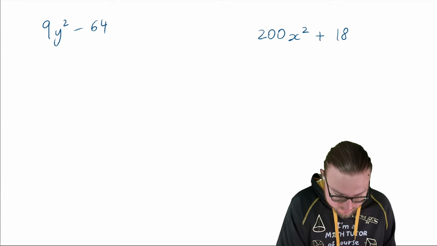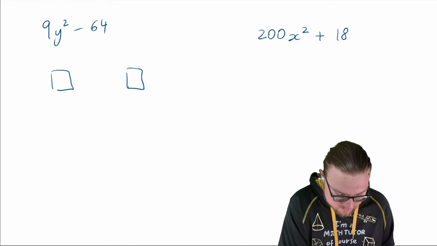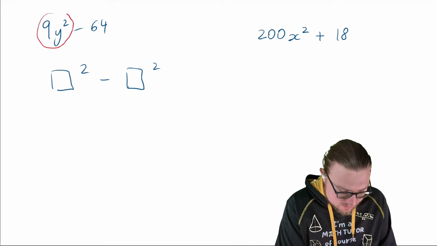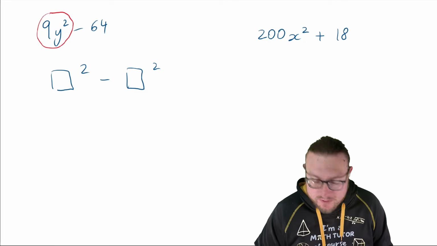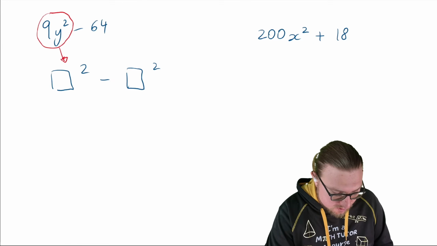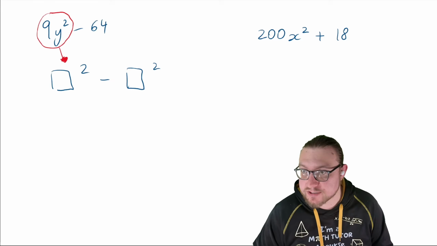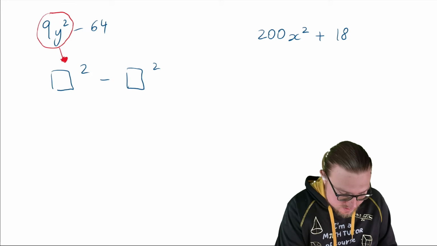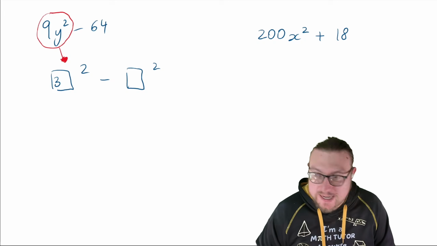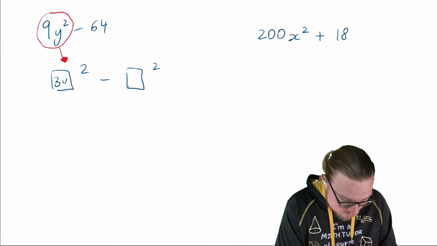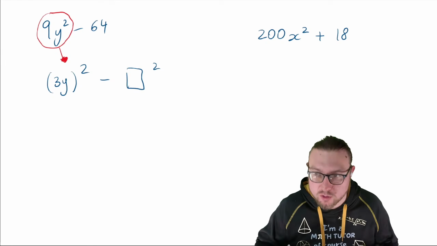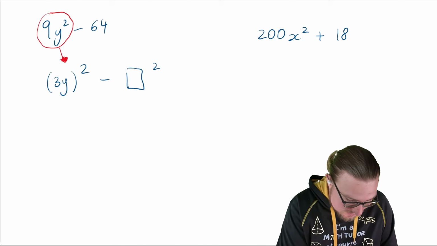Okay, we're going to start with 9y squared minus 64. Again, we're going to make two squares. We're going to square them. We know there's a negative, and we're going to fill in what we need. Now here, this whole part is our first term. So this whole part has to come from something in the box squared. So we need to do them separately. What number squared makes 9? That would be 3. And what do we need to get a y squared? That would be y. So you can think of this box as, in brackets, 3y all squared. And then the same thing on the other side.